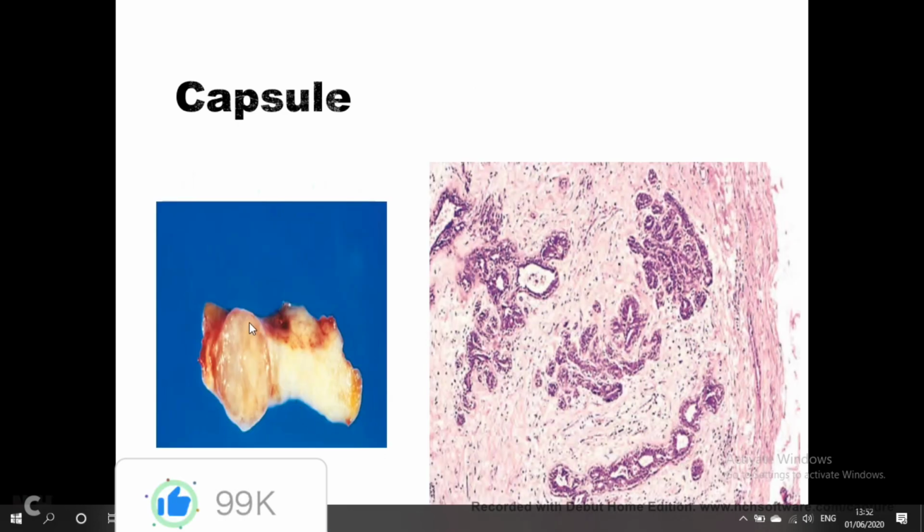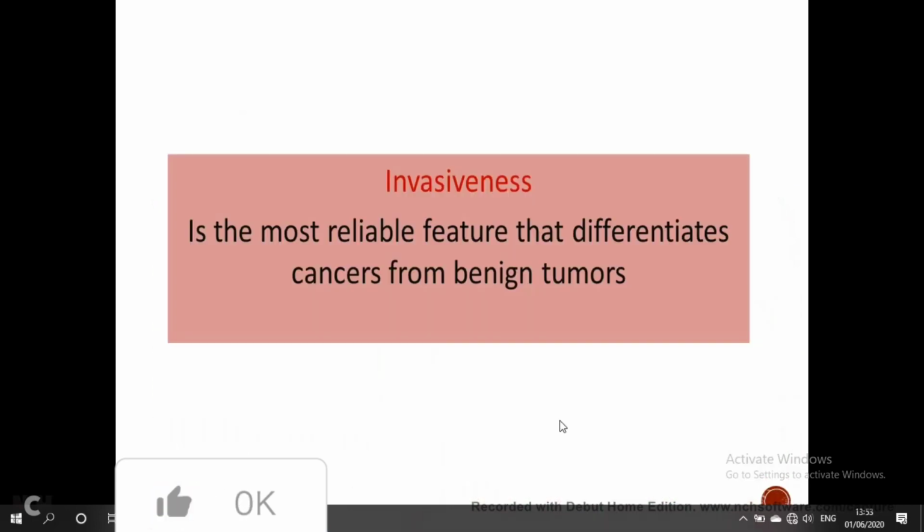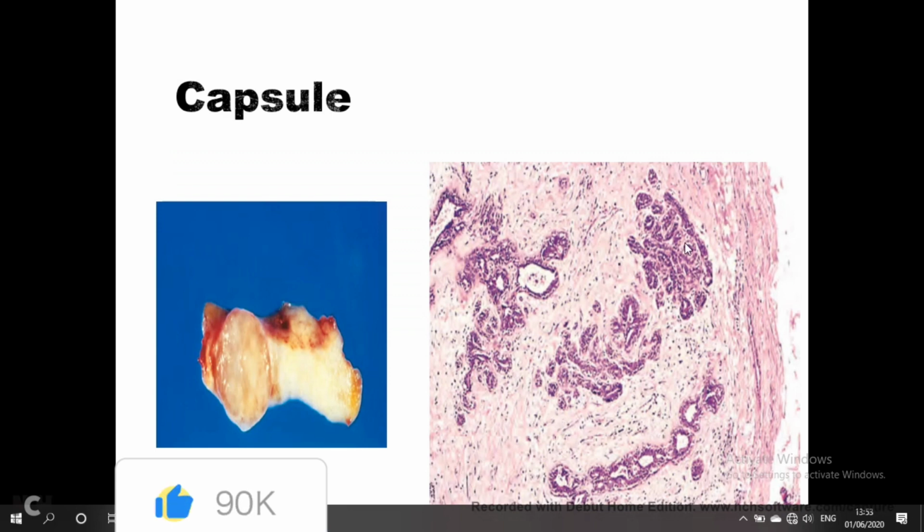Now this is a capsule. As you can see, this is a tumor, and it has a fibrous capsule. This is a fibroadenoma of the breast, and this is the breast tissue, or the tumorous tissue. But see the fibrous capsule that is surrounding it. This is a benign tumor of the breast, and it is surrounded by a fibrous capsule. So this is a microscopic depiction of the capsule.